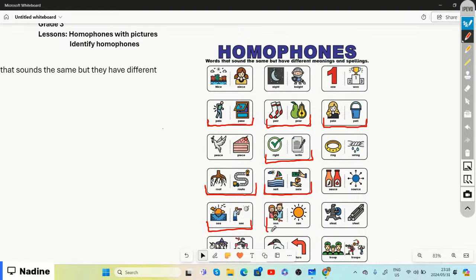Then we have sun and son. Sun can be either the sun that shines every day, and that rises, the sun rises and it sets at a certain time, right? And then also another word, son, is either your brother, who's my parents' son, my mom and my daddy's son, right? That is the two different words, sun and son.